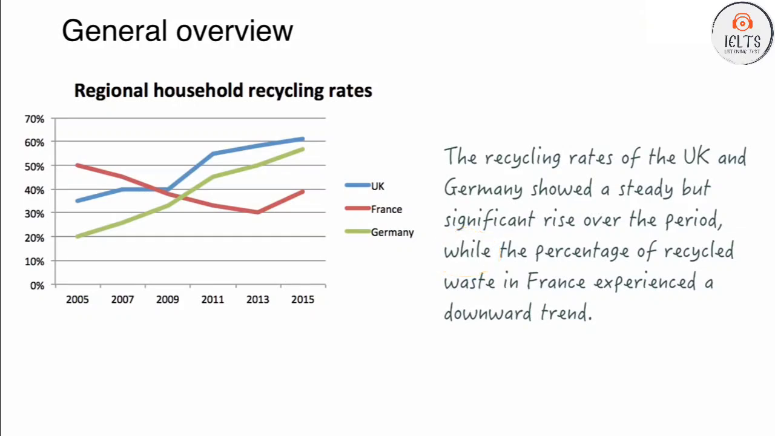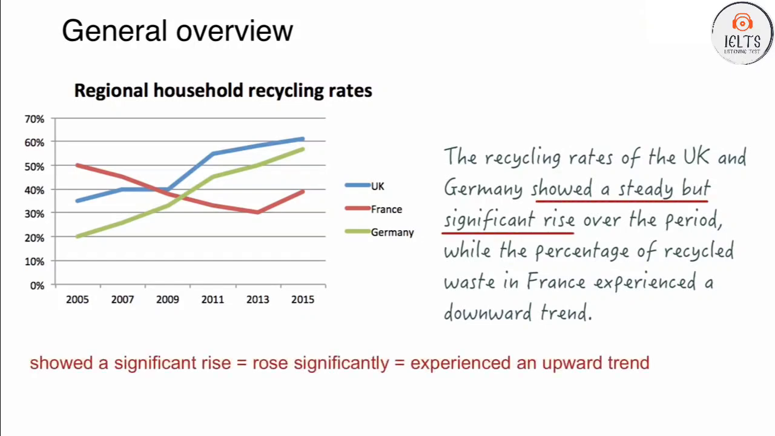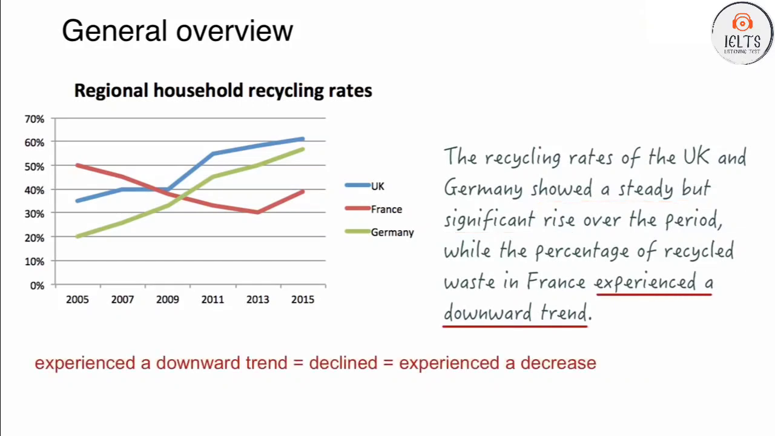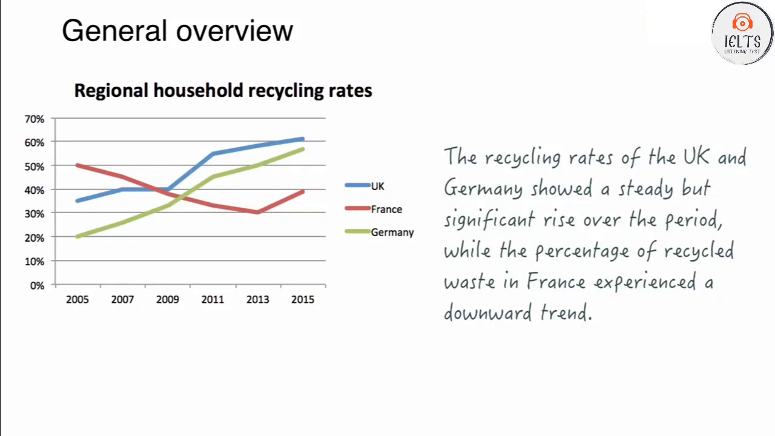Also note how I used a synonym to avoid repetition. The first time I said "the recycling rates", and after that I said "the percentage of recycled waste". And it's a very good paraphrase. Next, instead of "showed a significant rise", I could also use "rose significantly" or "showed an upward trend". And instead of "showed a downward trend", I could say "declined", "experienced a decrease", and so on. So that's all with our overview.